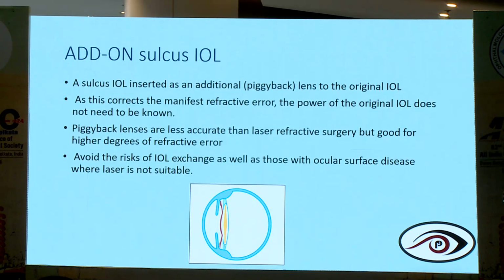But add-on sulcus lenses have become more and more popular, something called a piggyback lens, which can be implanted in the sulcus over the original intraocular lens. As this corrects the manufactured refractive error, you need not know the power of the original lens. So these piggyback lenses are less accurate than laser refractive surgery, of course, but good especially for a high degree of error. I always avoid the risk of IOL exchange in those who already have ocular surface disease, which is also not suitable for laser refractive surgery.